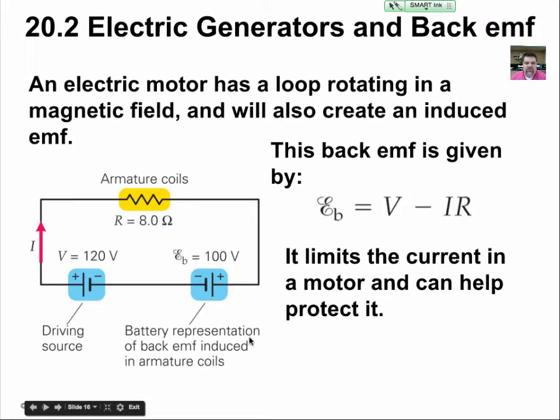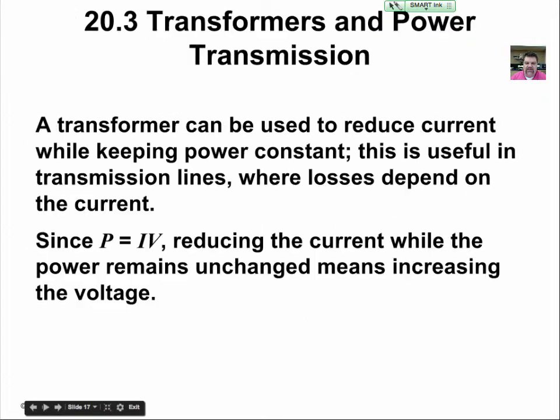The battery represents, in our diagram, the back EMF induced by these coils. So it limits the current in the motor and can help protect it. It may be thought of as a negative, but it's actually a positive.